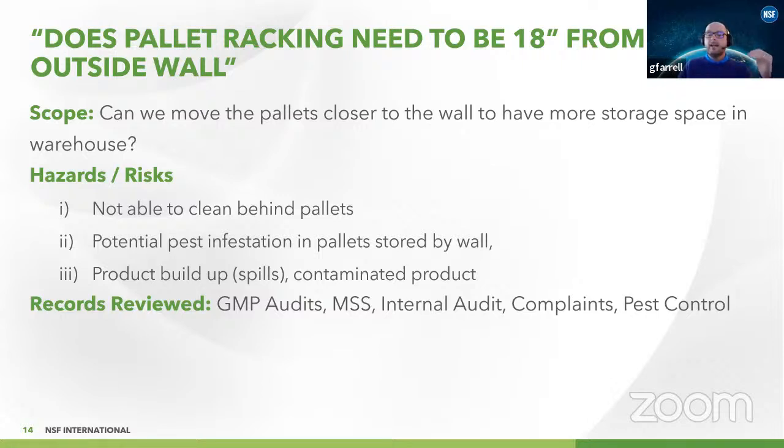Let's have a look at that and look at the risks and the records and see where we get to. So the first thing I do is look at it from what would happen if, what are some of the potential risks? So one of them, not able to clean behind the pallets. So there's potential for buildup. There's potential for pest infestation in the pallets stored by the wall that we couldn't see. There's potential for product buildup and even contaminated products. So these are big risks. These are big things that could potentially happen to our process.